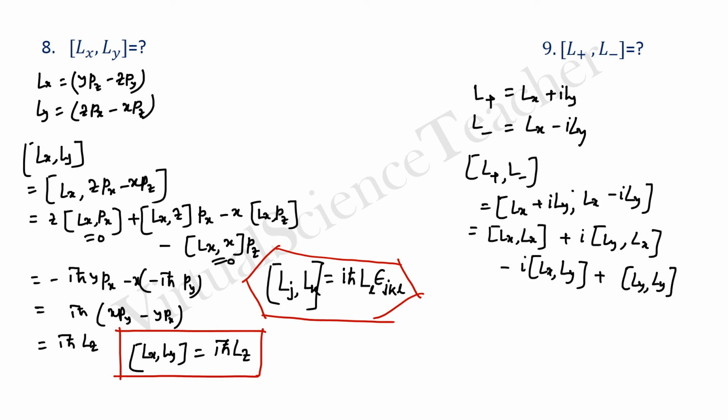Lx comma Lx or Ly comma Ly gives us 0, and Lx comma Ly gives us i h cut Lz, and Ly comma Lx gives us minus i h cut Lz. That means i multiplied by minus i gives us 1, h cut Lz. Plus the third term will also give us h cut Lz, that means this is 2 h cut Lz. That is what we have learned. L plus when commuted with L minus gives us 2 h cut Lz.